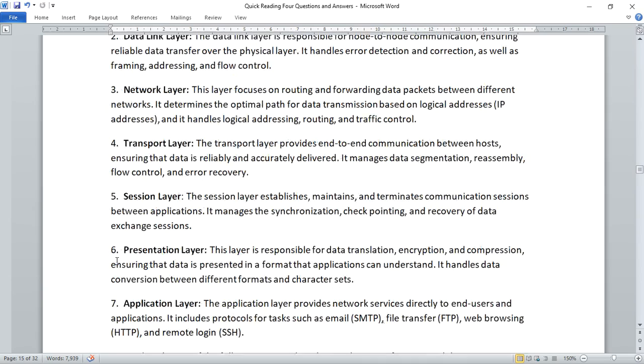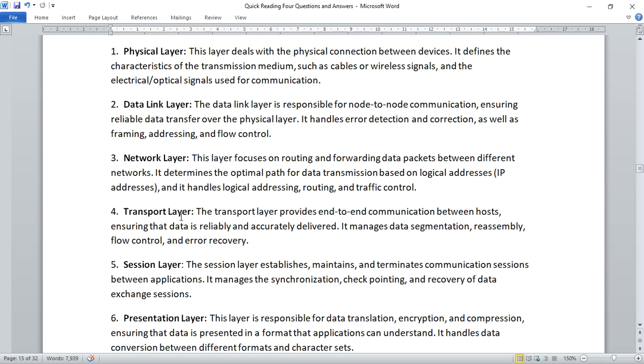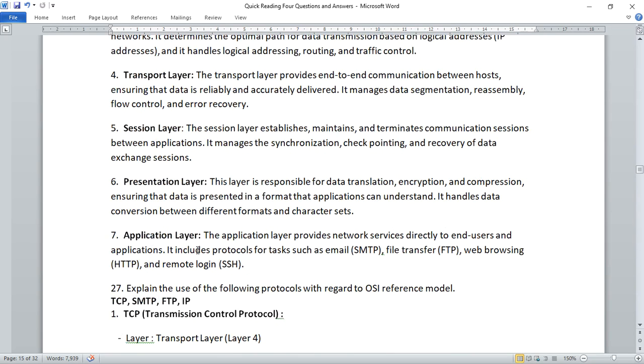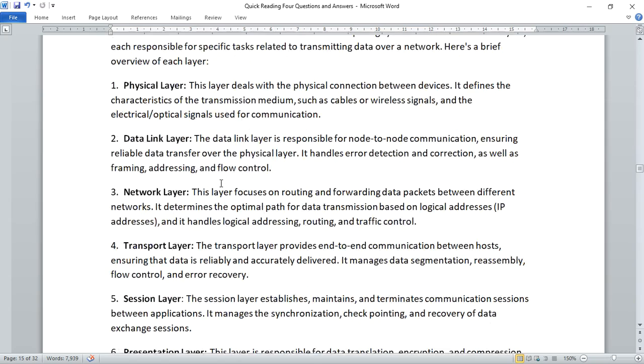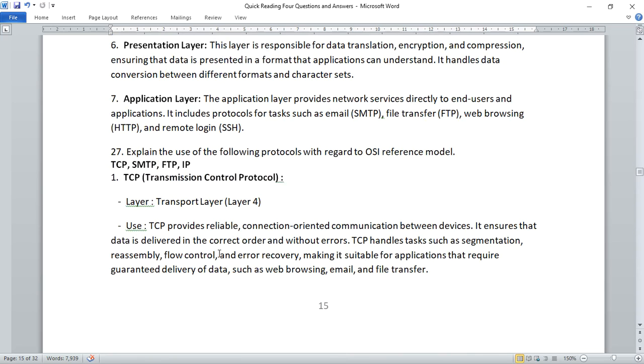We usually start from the physical layer. Then we go to the second layer, which is called the data link layer. The third layer is called the network layer. Then we have the transport layer, session layer, presentation layer, and lastly we have the application layer. You can just pause this video and probably take some short notes on the OSI model.